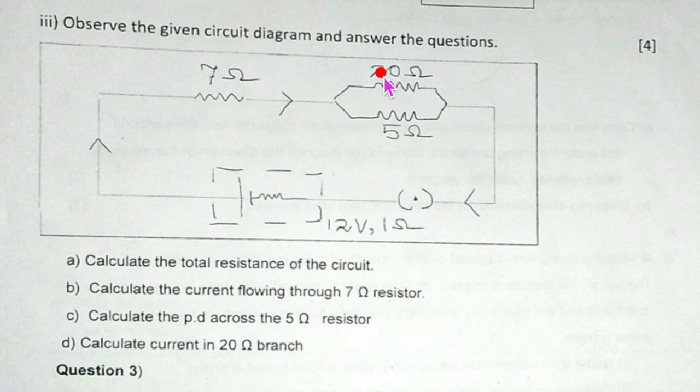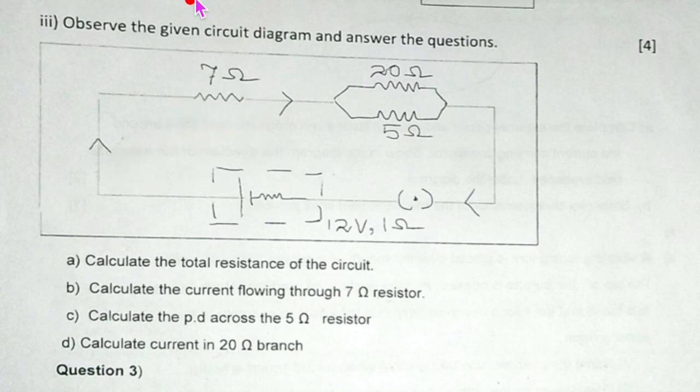Now for the total resistance, we will have to see this 20 and 5, they are in parallel, and 7 and this, they are in series. And then we have this internal resistance also gets added to all that. Okay, so that will be our total resistance. Calculate the current flowing through 7 ohm.